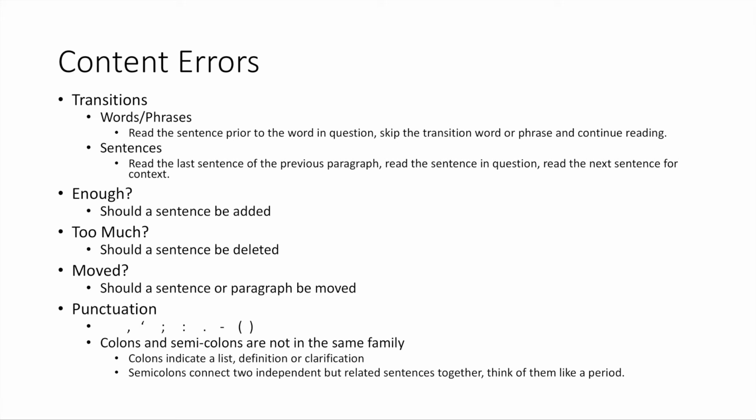So the first and foremost are transitions, words and phrases. So you want to read the sentence prior to the word in question, then skip the transition word or phrase and continue reading. Your brain will naturally input the word that should be there. Words like however, therefore, as such, moreover, right? These are types of transition words and phrases. So read the sentence before, get a sense of what's going on, skip the word or phrase that's in question, and continue reading.